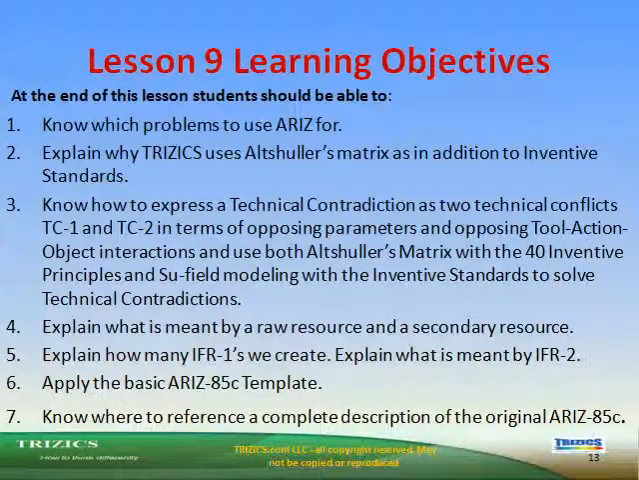Lesson 9 Learning Objectives. At the end of this lesson, students should be able to know which problems to use arrays for, explain why TRIZICS uses Altshuler's matrix as well as inventive standards, know how to express a technical contradiction as two technical conflicts TC1 and TC2 in terms of opposing parameters and opposing tool-action-object interactions, and use both Altshuler's matrix with the 40 principles and subfield modeling with the inventive standards to solve technical contradictions.